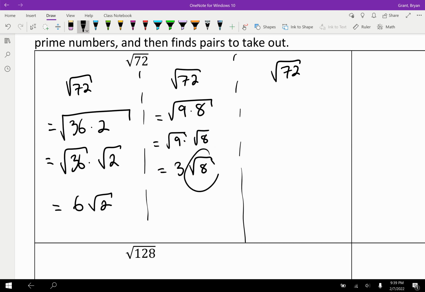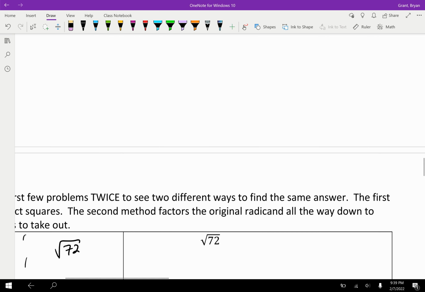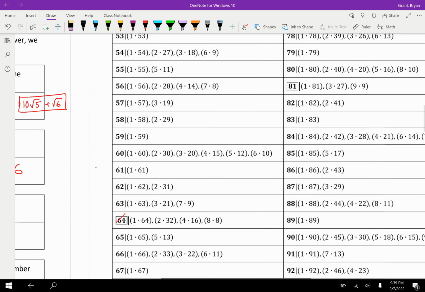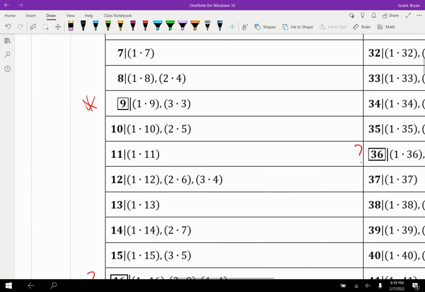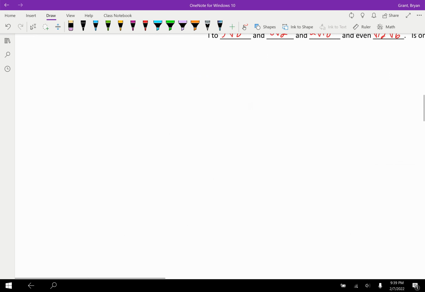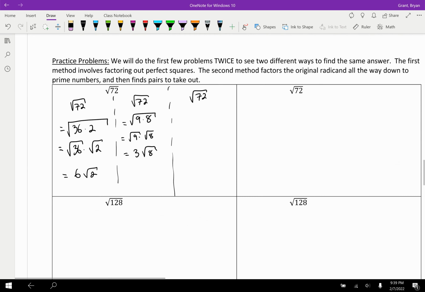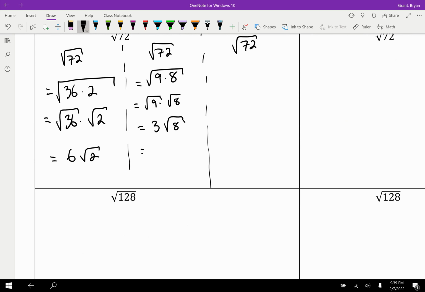We still need to go and look at 8 and see if there are any other perfect squares in 8. And you should be thinking multiplication in your head. What times what is 8? Well, there are a couple perfect squares that go into 8. There's 1 and 4. Now we know 1 isn't going to be useful, but 4 is. So I'm going to rewrite 8 as 4 times 2. Okay, so jumping back down here, we're going to go ahead and say 8 is the same as 4 times 2.